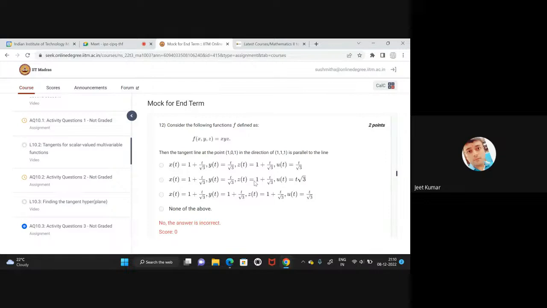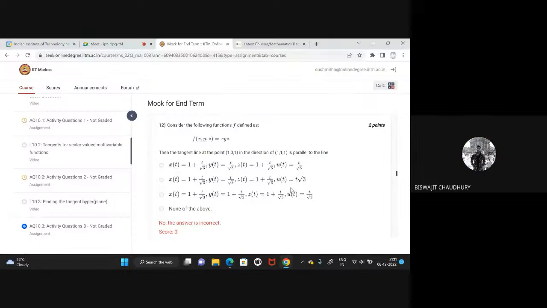I found that option 1 and 3 both are correct. Then why is option 2 not correct? Because u of t is t root 3 here. Oh, okay. Yes, what is u of t? The direction, is it? Yes, ma'am.